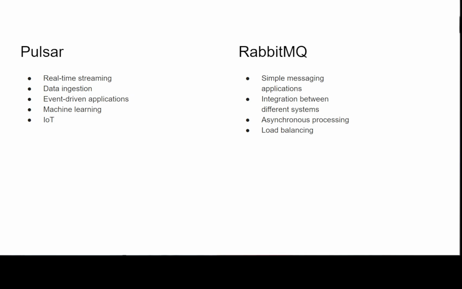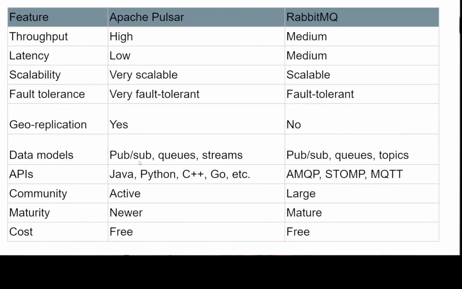Honestly, if you had a choice between ZeroMQ and RabbitMQ, I might go the ZeroMQ route for a message queue at that point. Now, one of the things for Apache Pulsar and RabbitMQ, of course, is some of the features: high versus medium latency, as you can see there, and scalability. RabbitMQ is scalable, but not as scalable as, let's say, Pulsar is. Fault tolerance, between the two, Pulsar works out.